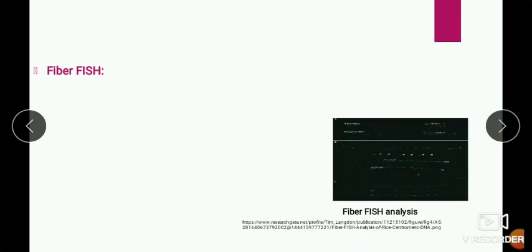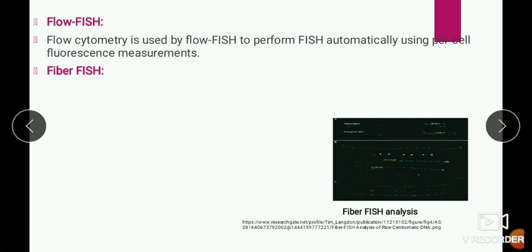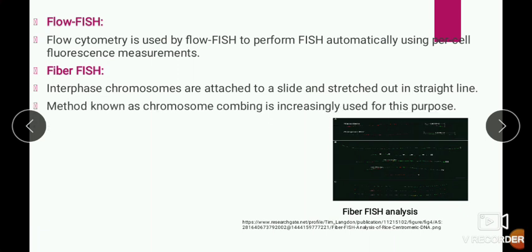The next types are fiber FISH and flow FISH. Flow FISH uses flow cytometry to perform FISH automatically using per-cell fluorescence measurements, while in fiber FISH, interphase chromosomes are fixed to a slide in such a way that they are extended out in a linear manner rather than being coiled as happens in conventional FISH technology. This is achieved by applying mechanical shear along the length of the slide, either to the cells that have been fixed to the slide and then lysed, or to the solution of purified DNA. A method known as chromosome combing is increasingly used for this purpose.